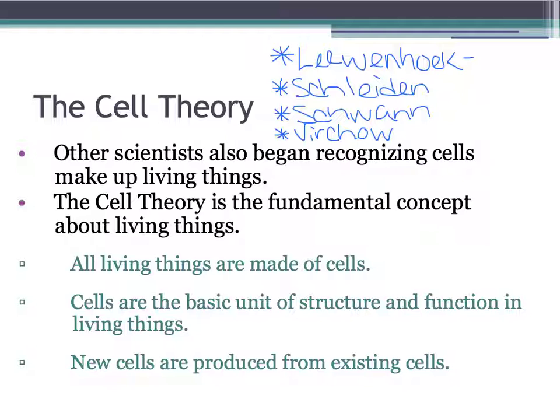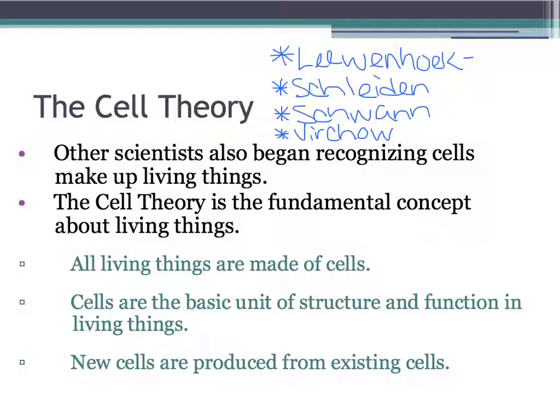So you have all of these scientists that started to go crazy because now they had a microscope that allowed them to look more in depth into things. And all these scientists came together and started gathering information, which led to the cell theory. And cell theory is the fundamental concept about living things. And here are the main components.